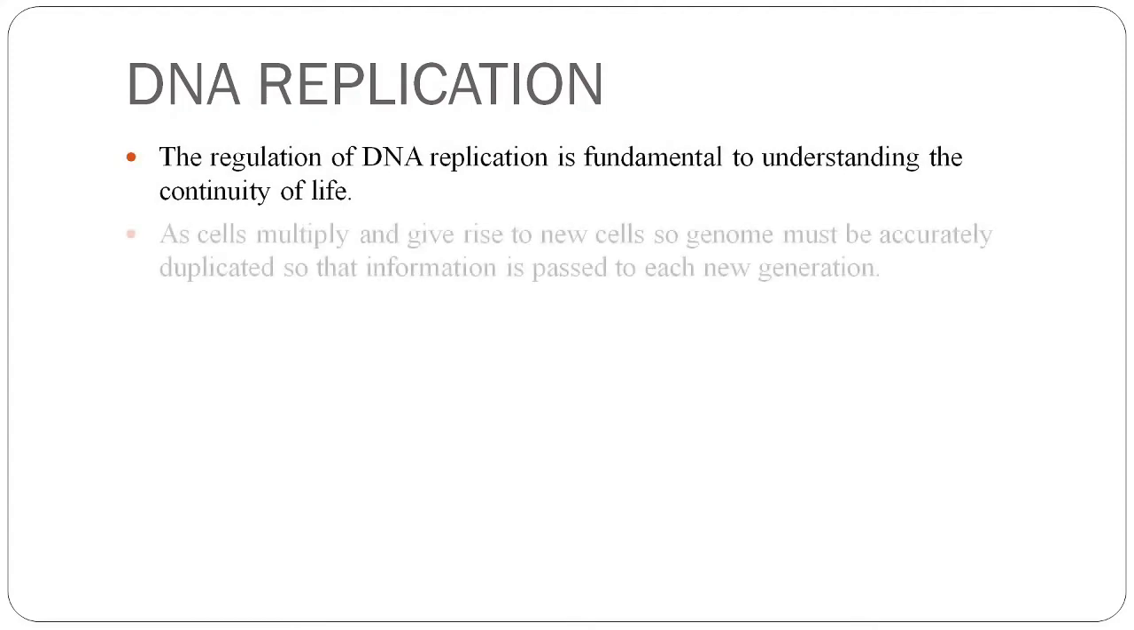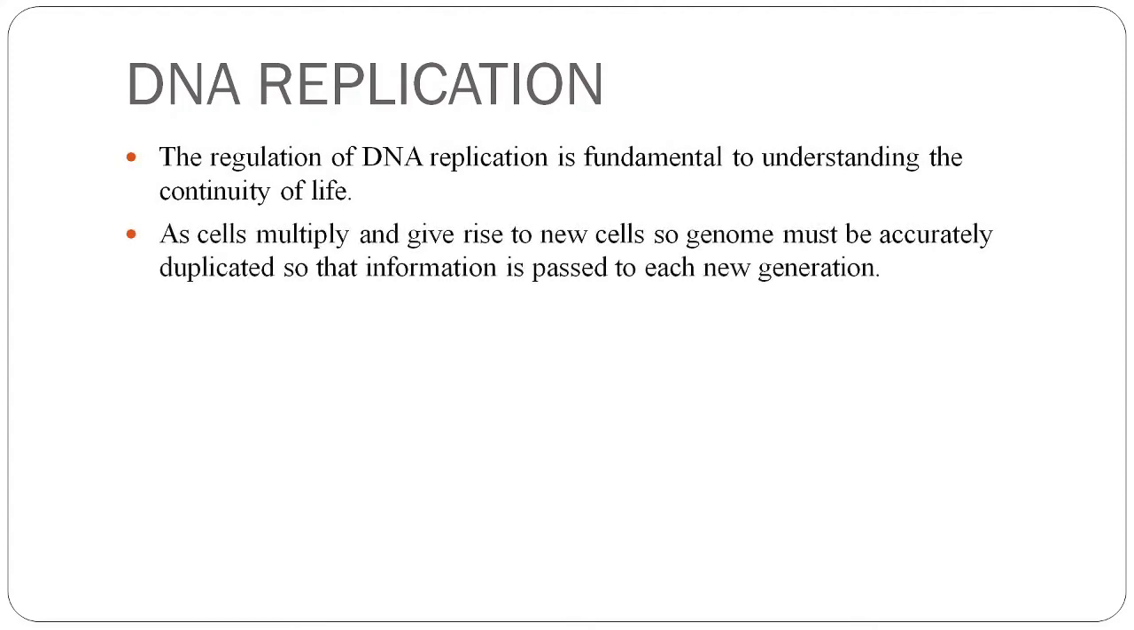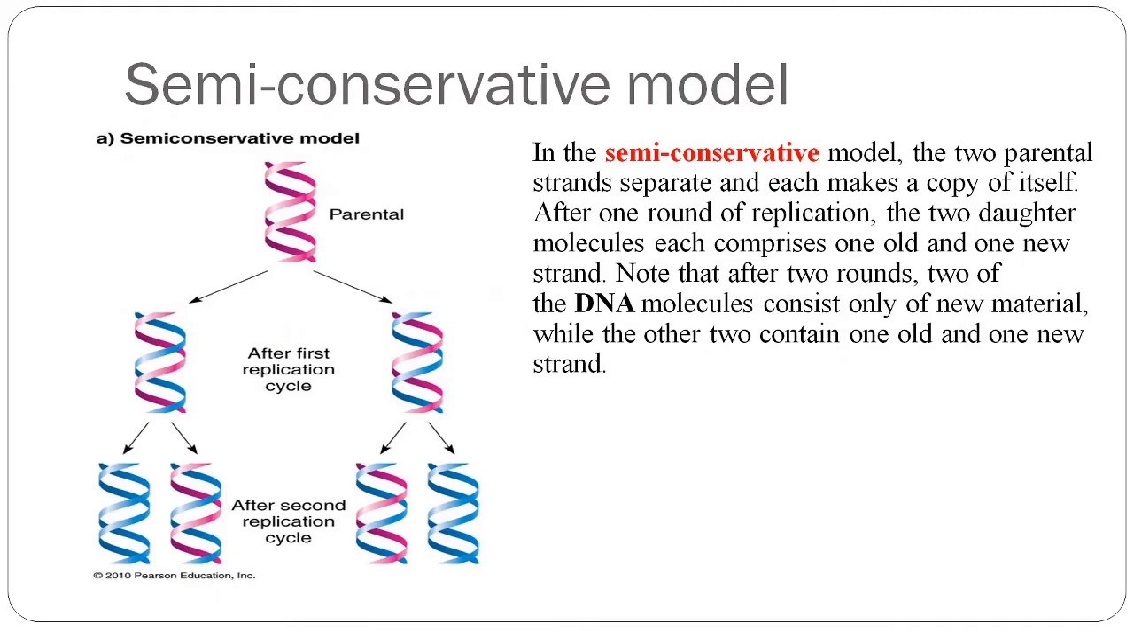Now DNA replication. The regulation of DNA replication is fundamental to understanding the continuity of life. As cells multiply and give rise to new cells, the genome must be accurately duplicated so that information is passed to each new generation. The duplication or synthesis of DNA is called replication. Now next, the semi-conservative model. In the semi-conservative model, the parental strands both unwind and separate, and each makes a copy of itself.